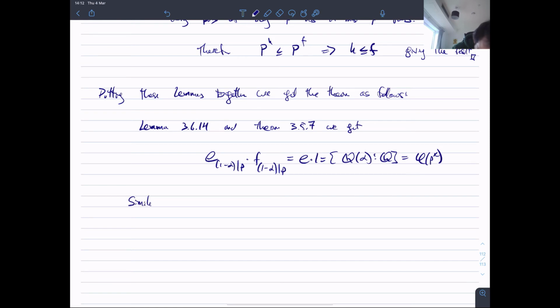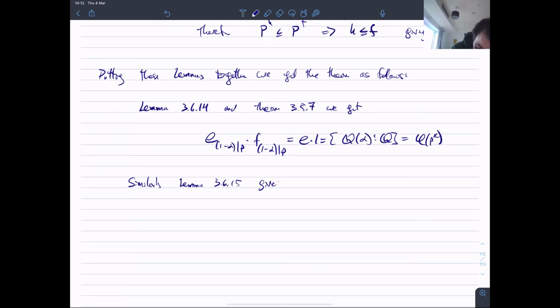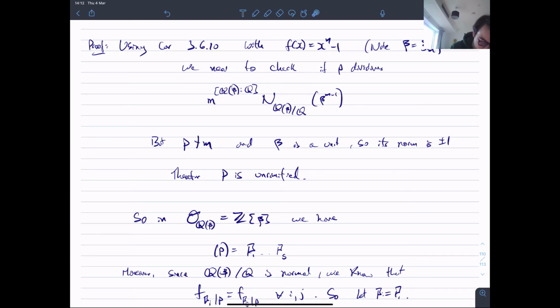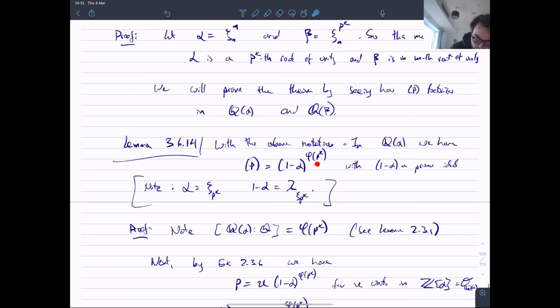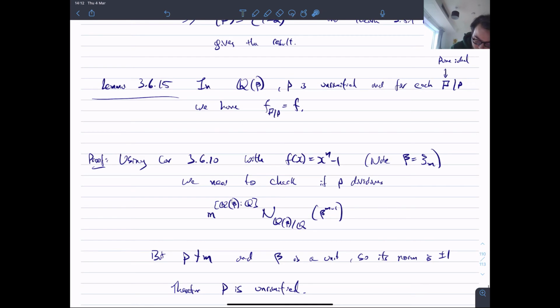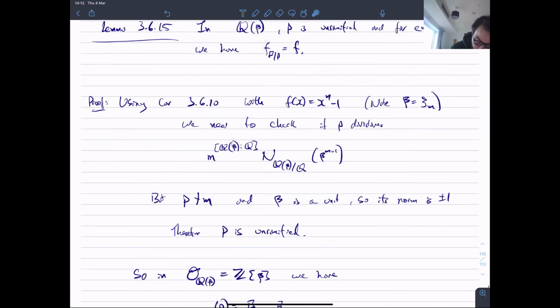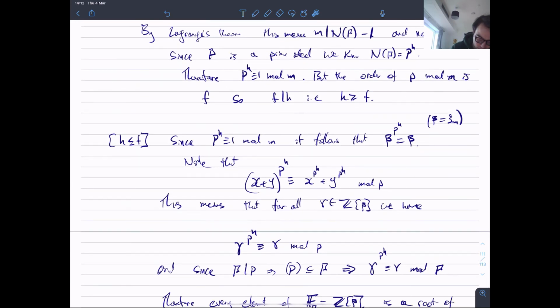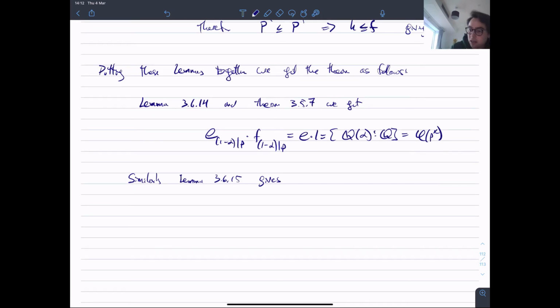Similarly, lemma 3.6.15 gives this case. Remember, in the first lemma, we only had one prime ideal showing up in my factorization, and here I had whatever it was. I said that there was s primes, unramified, and there was s of them showing up. So this tells me that what I have is s times whatever the ramification degree is times whatever the residue degree is.